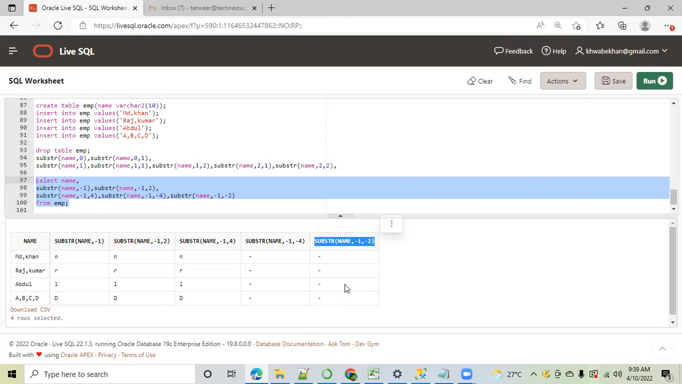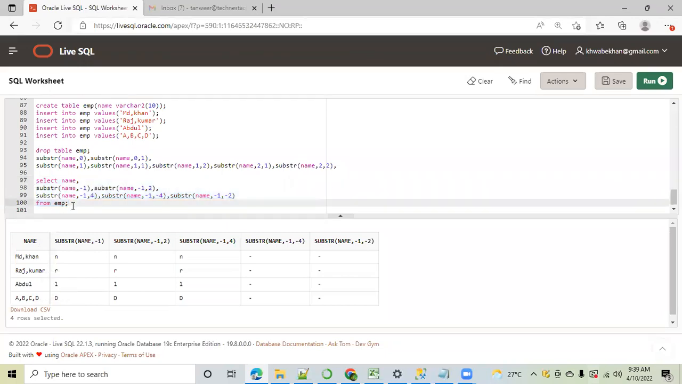Clear. Now the question is, I want the last two characters, right? That's the question. I want last two characters, and here again I want last two characters only, and here last two characters, comma D. This is the question, right? Okay, this is very simple.